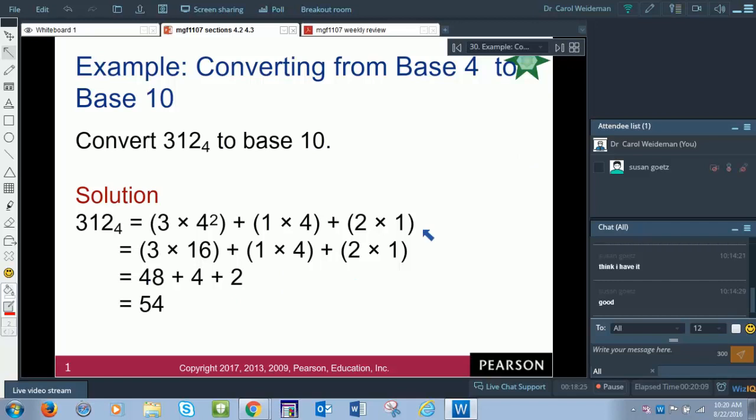So this is equivalent to 54 in the base 10 system. This is how we represent the number 54 in the base 4 system. When I take this and convert it back to base 10, I come up with 54.